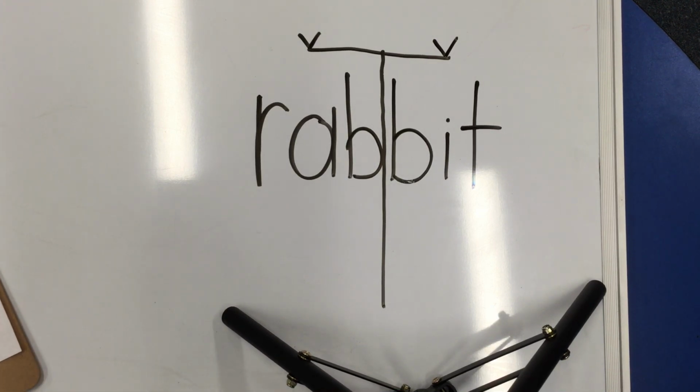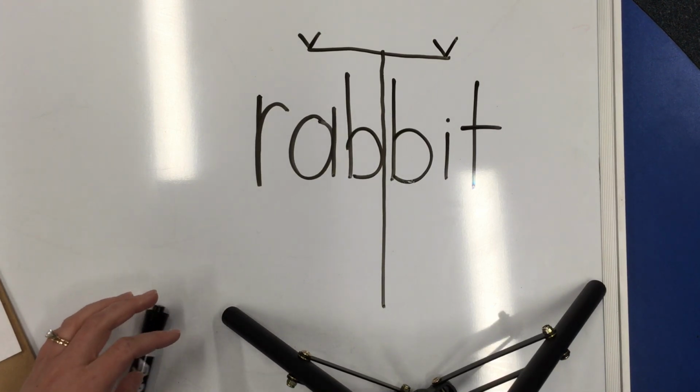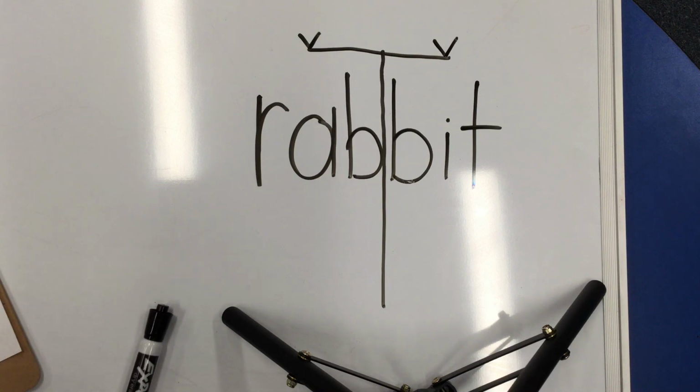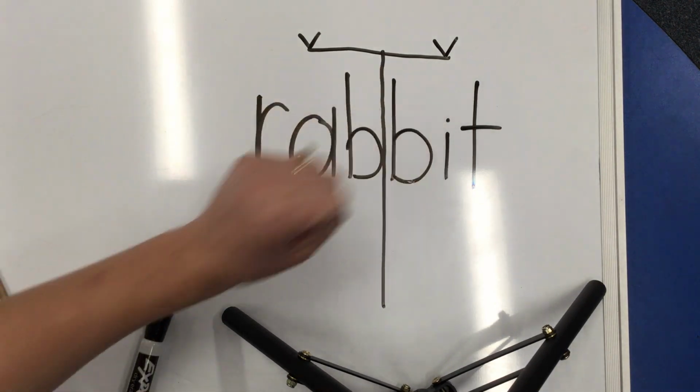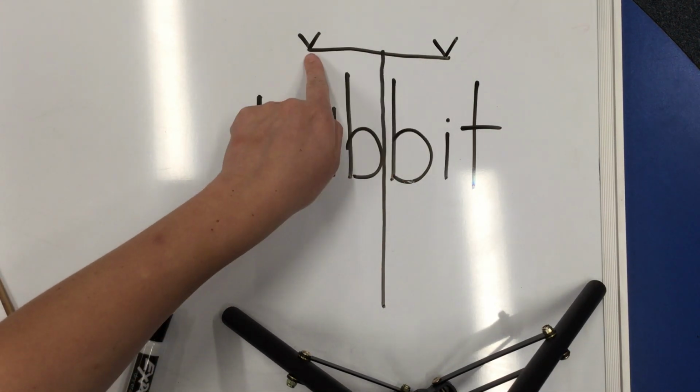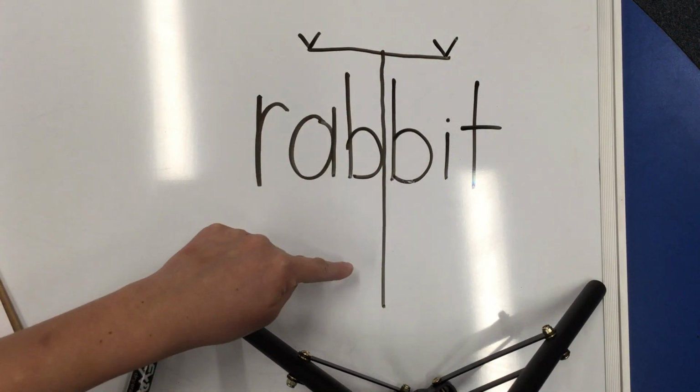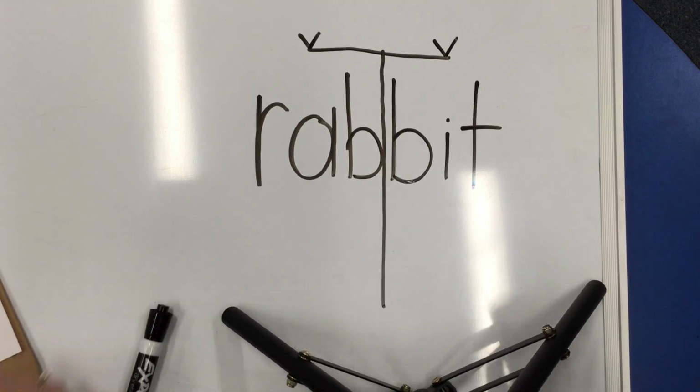Okay, so now what you're going to do is whoever's helping you, they're going to write the word for you, and then you're going to split it just like I've been doing. You're going to find the vowels, connect them, and then you're going to split the consonants, and you're going to practice reading these words.